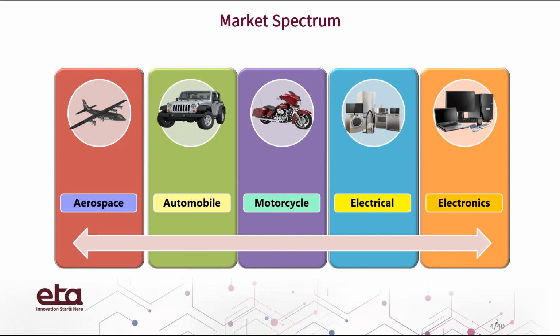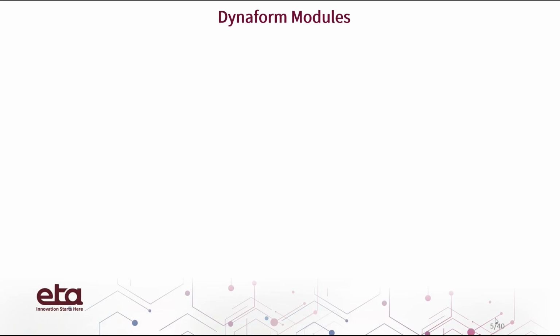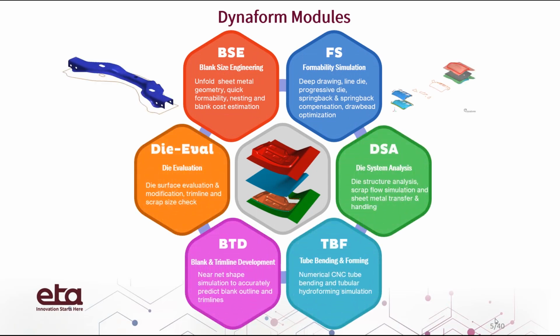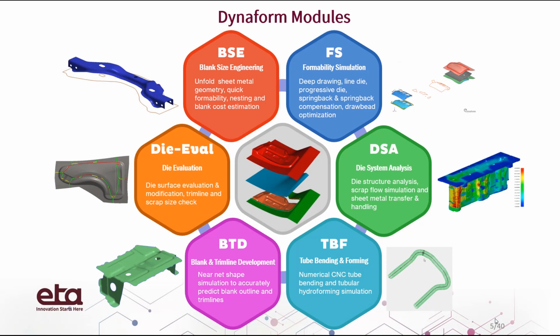Dynaform's market spectrum includes the following industry ranging from aerospace, automotive, and motorcycle to electrical and electronics. Basically, any industries involving development of sheet metal products are potential candidates for Dynaform. Dynaform consists of 6 distinctive modules. The blank size engineering module is widely utilized to unfold sheet metal products, nesting flat blank, and estimating blank cost.